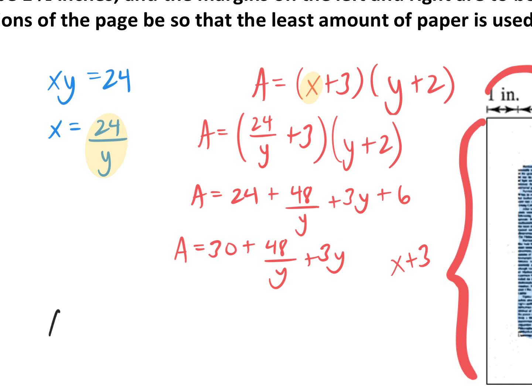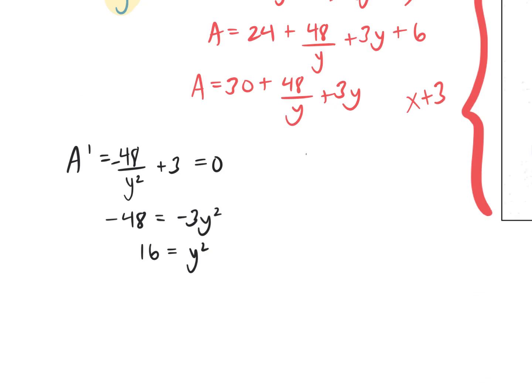So let's go ahead and do that. Take the derivative of this function and set it equal to 0 to find the values that we need to look at. All right, do you guys get y equals plus or minus 4? Yes? So which answer do we need to omit? Negative 4. We can't have a negative side length, right? So my answer would be y equals 4.